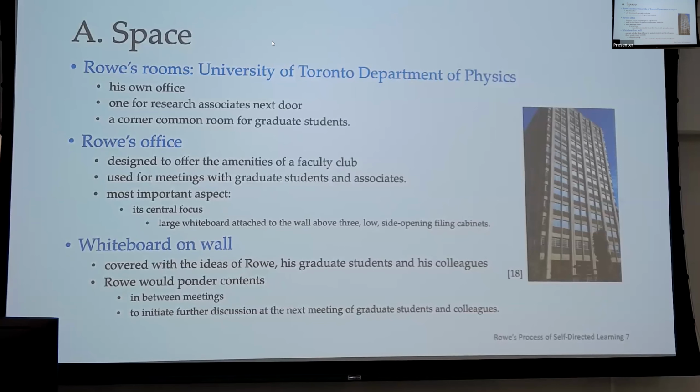And he would use it to initiate discussions the week later when he'd have meetings with students and associates after that. Of course, he didn't just meet every week. Whenever he had an exciting idea, he would go back to that board and he would talk to people about what was on that board.